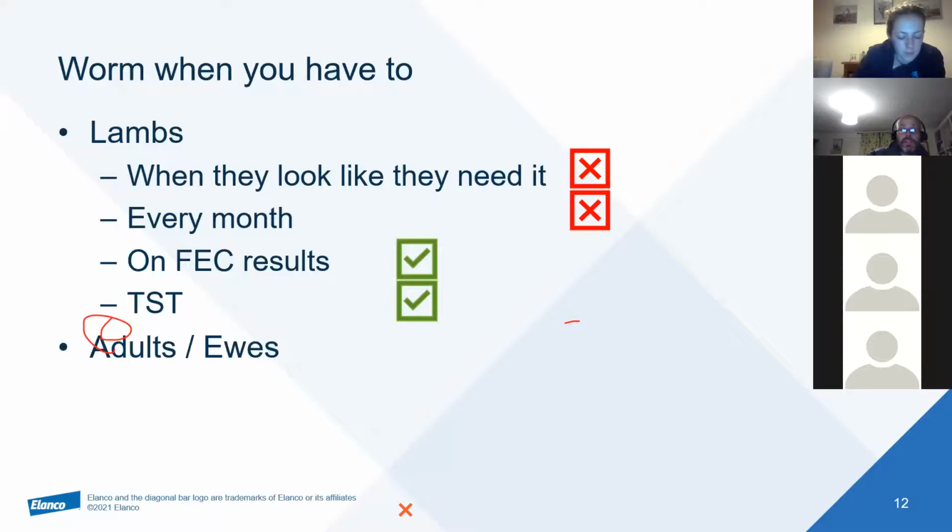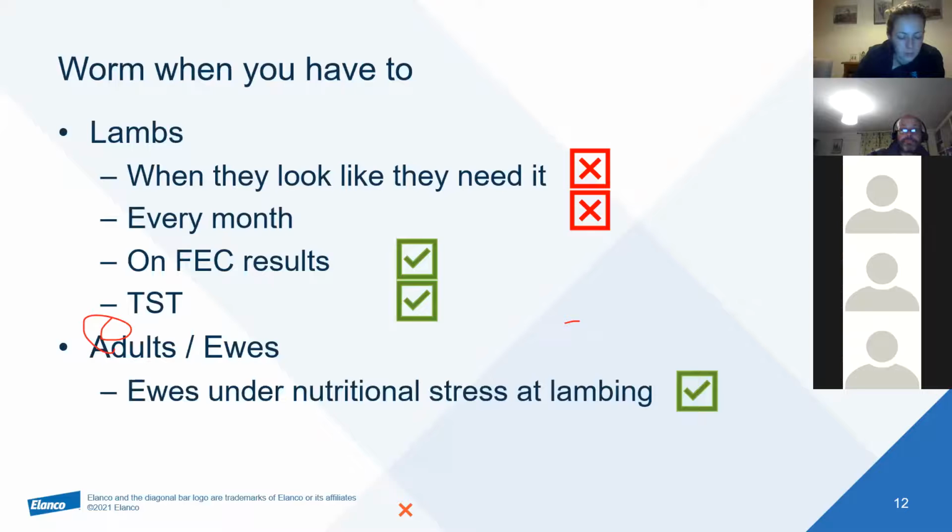We think about adult sheep and adult ewes. Ewes under nutritional stress at lambing, so anything that's thin or lame or carrying triplets, as we said, they probably do need some help. Fit, healthy adult ewe, carrying a single, probably doesn't need any help.